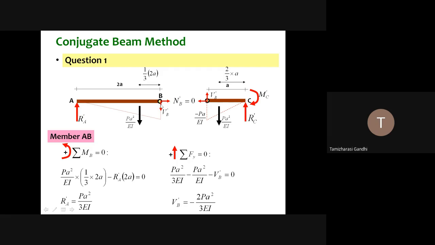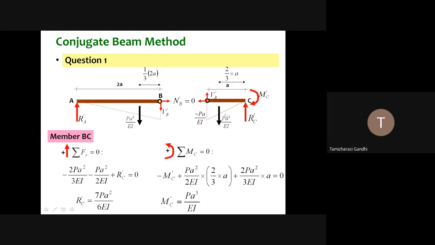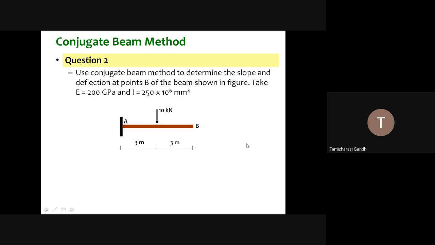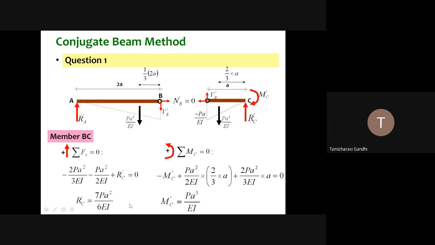required unknown shear quantities. Similarly, I am going to do for the right side element, member BC, summation of force in y direction 0 and summation of moment about the point equal to 0, and find out the unknown VB dash and RC dash. So once you know this, the moment that you calculated shows the displacement at the original beam.